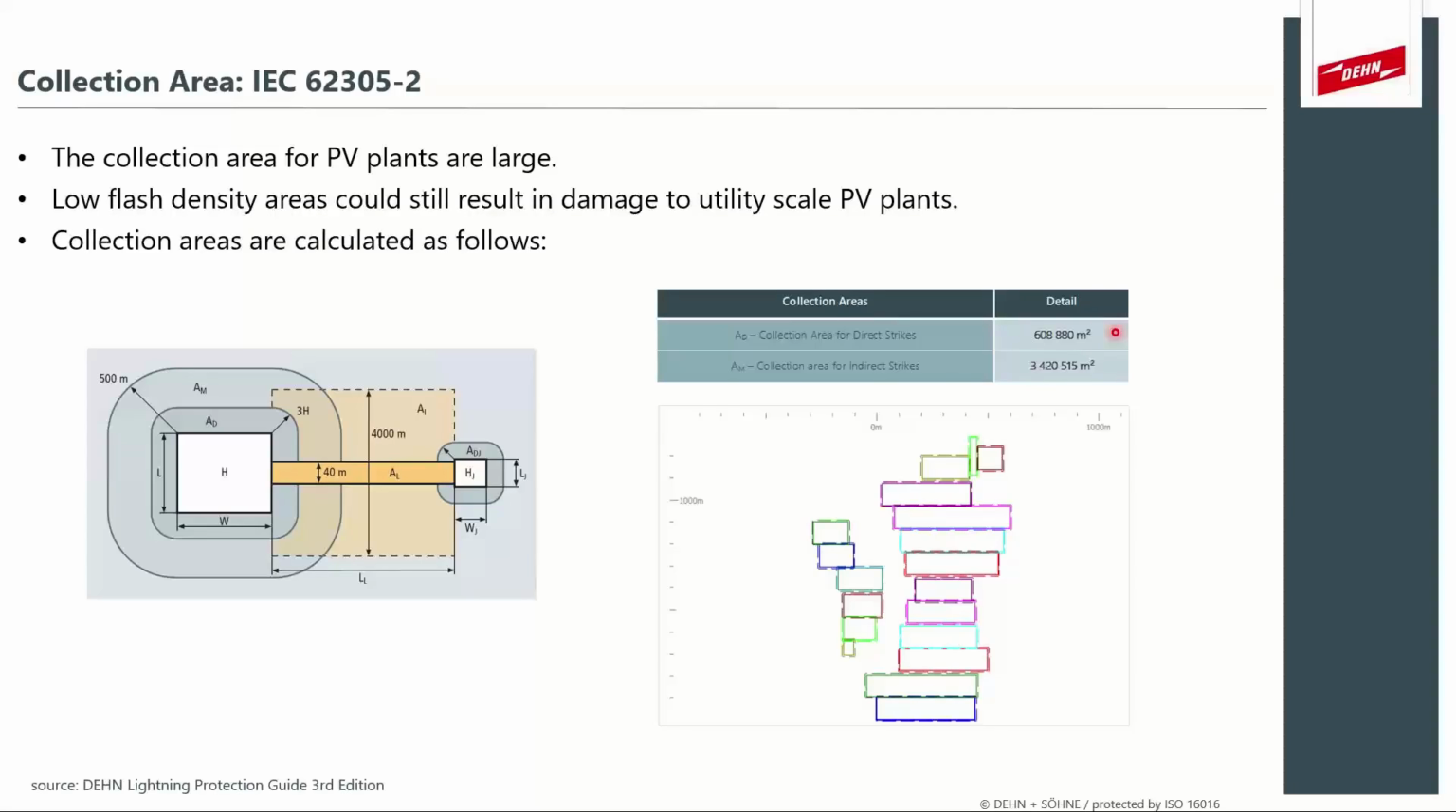But PV plants take up a much larger area, so the chances grow. Even if the lightning flash density is 1 and the PV plant takes up 2 square kilometers, it can get struck up to twice a year. So for that reason, it's very relevant to really consider lightning detection for PV plants, purely because of the large land mass and the large collection area that they take up.